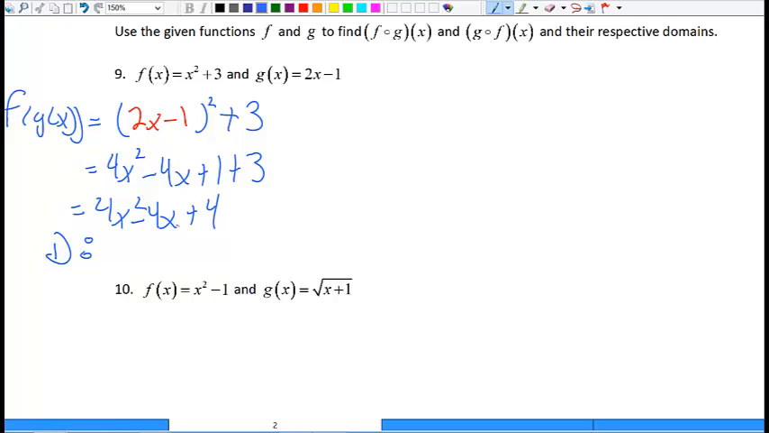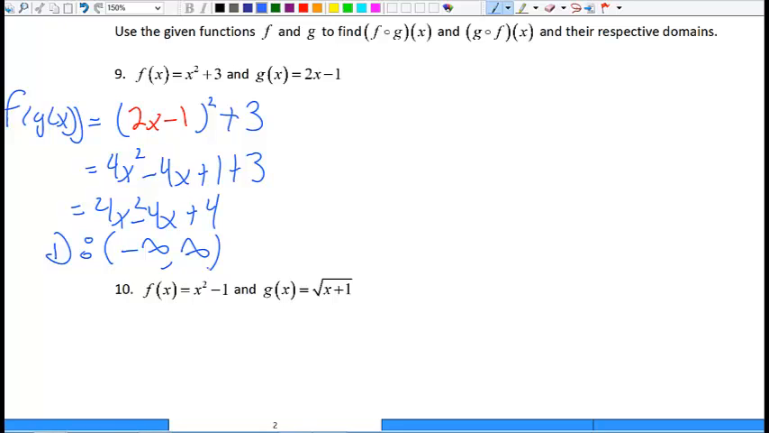Now, in number 9 here, we're not going to see exactly what I'm talking about. Number 10 will be a stronger illustration of what I mean by restrictions that don't show up. But the restriction of g is all reals, as it's 2x minus 1, just a polynomial. And then 4x squared minus 4x plus 4 is a polynomial. So there's no restrictions on either one. So our composition domain would be all reals.